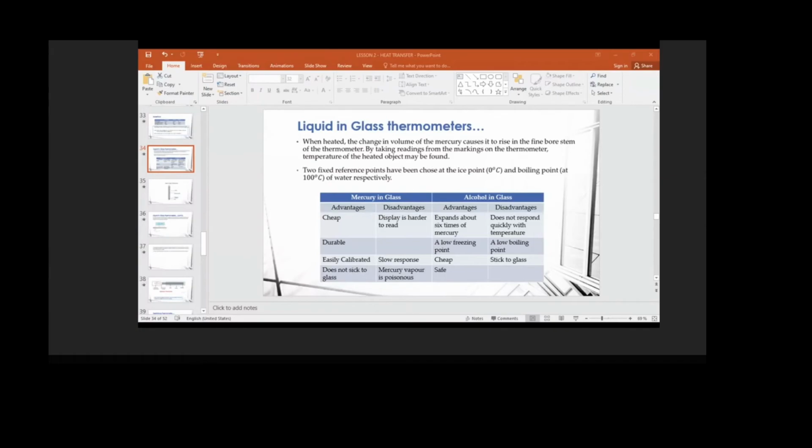All right, so these have two fixed points, which are your ice point and your boiling point. Your ice point is where you're melting or freezing point, and your boiling point is 100. So all our lab thermometers that you use are just like that. It has 0 as a reference and 100 as a reference.